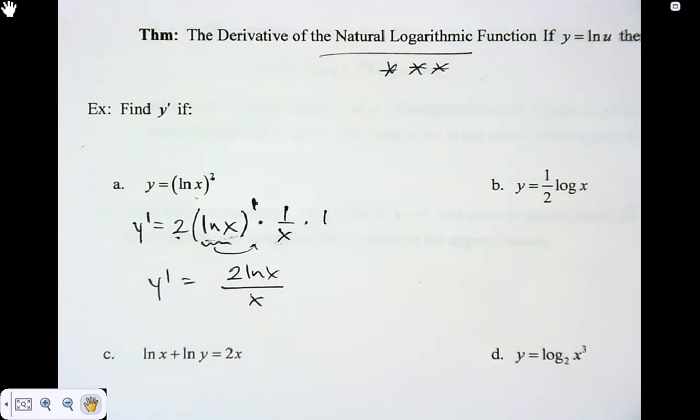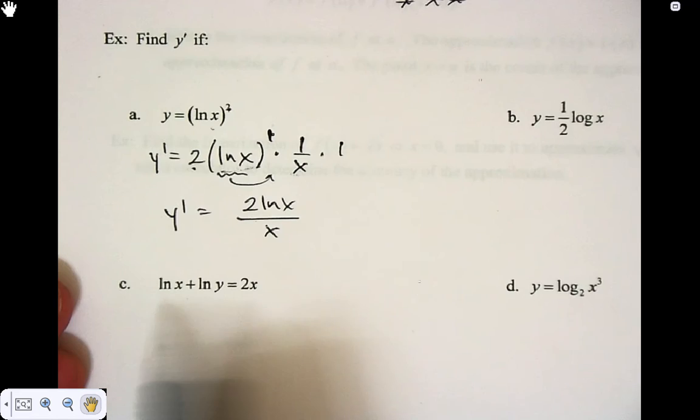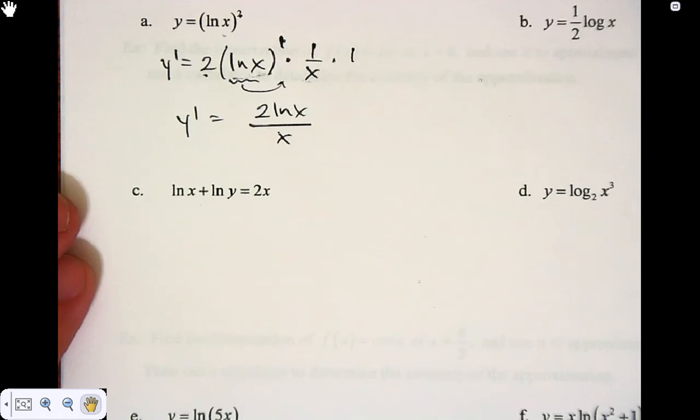All right. Let's come down here. This is also a natural log problem, and then we'll go back and do the logs.